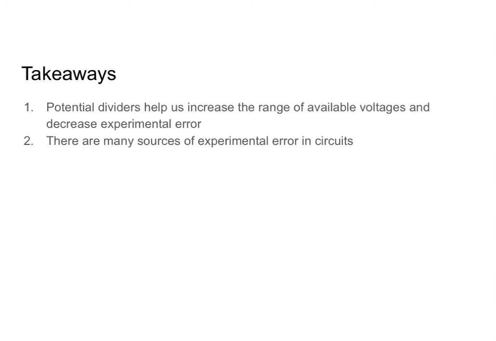Okay guys, so let's talk takeaways. First of all, potential dividers help us increase the range of available voltages and decrease experimental error. Secondly, there are many sources of experimental error in circuits, and it's really important to be aware of what they are and how you can reduce them. So guys, hopefully you have learned something here. This should be helpful for you when you're writing the conclusion to a circuit lab. Or if you're doing a circuits IA, these are things you're going to want to keep in mind.